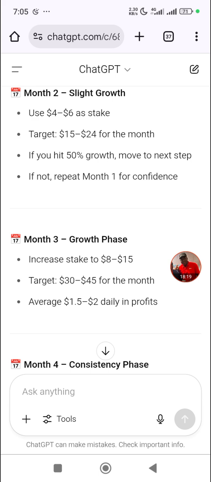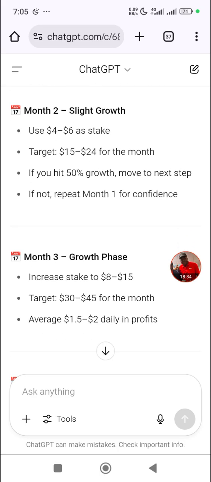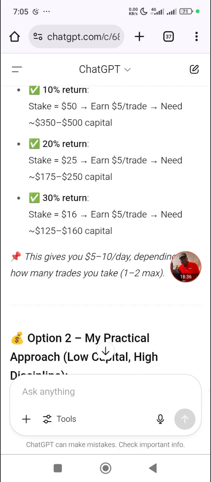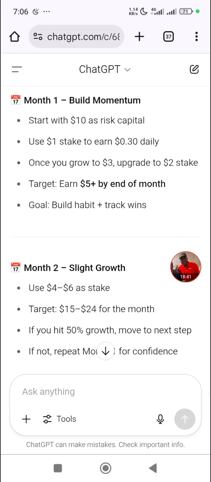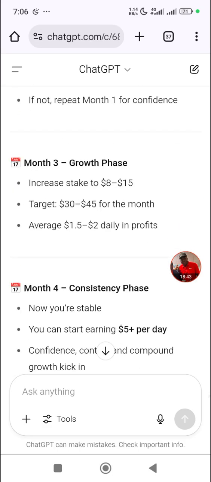So what do we do? This one will increase our stake. We double it up from $4 or $6 to like $8 to $15. Remember when I started, you need $16 to start making $5 every day. So you'll be looking at making roughly almost $2 everyday profits, $2, $3 to $5 everyday profits.